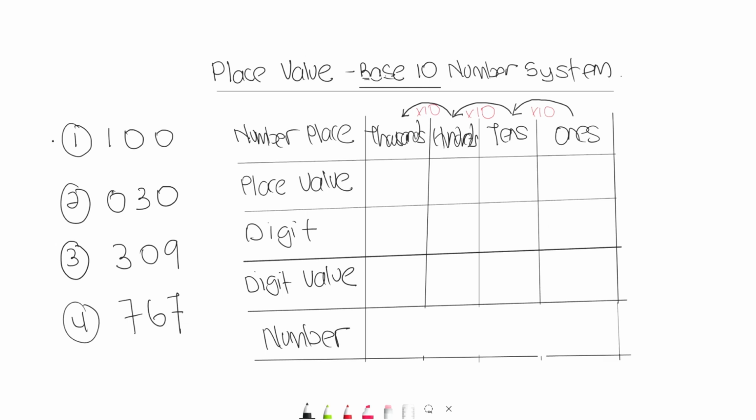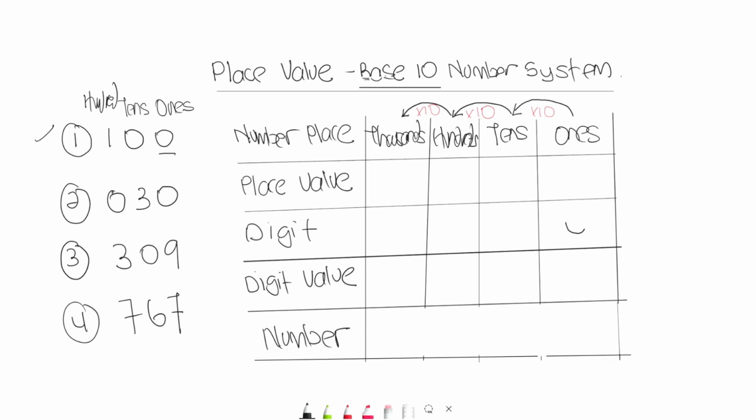Example 1 is 100. How do we decipher this? 100 means here on the left I have 0 ones. I also have 0 tens, but I have 100. That's what it means. So what I'm going to do is fill in the ones place, sorry, that's the wrong place. Those are the digits, yes.